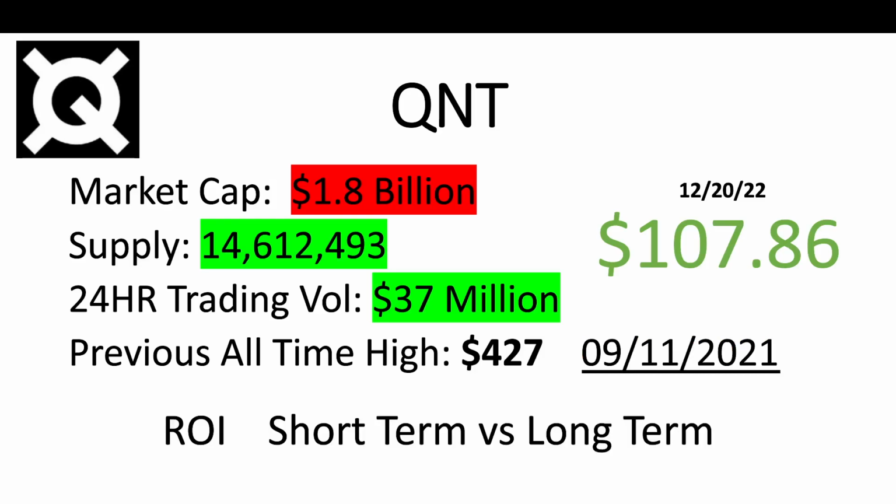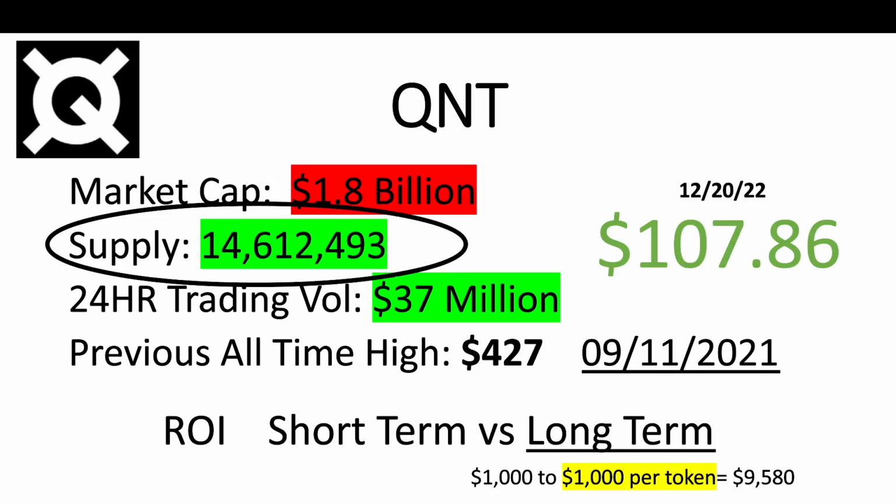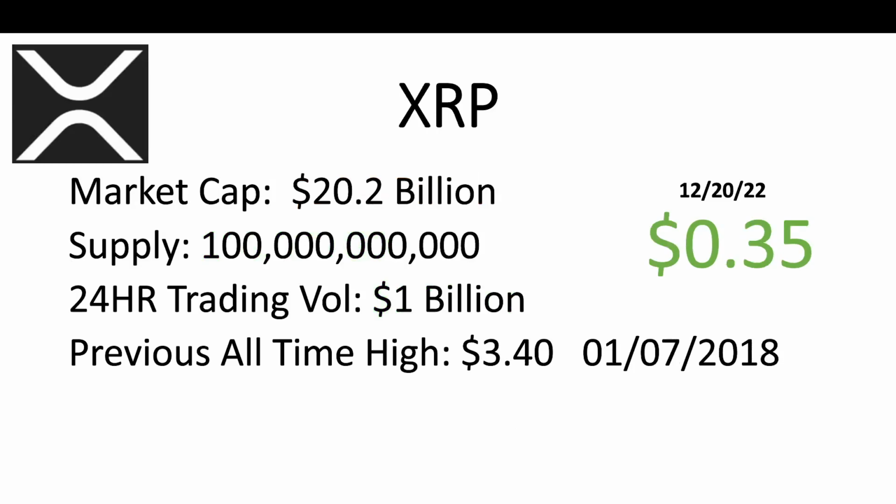What I always do with any coin that I'm looking at and like is look at the return on investment, short term, long term. So on the short term, if I put in $1,000 and it gets to the all-time high, that $1,000 could flip to 4,000. Now, long term, maybe thinking $1,000 a token, which isn't that far off given the supply is so low, that's almost 10 grand. So that's not a bad flip from 1 to 10. Again, great supply.